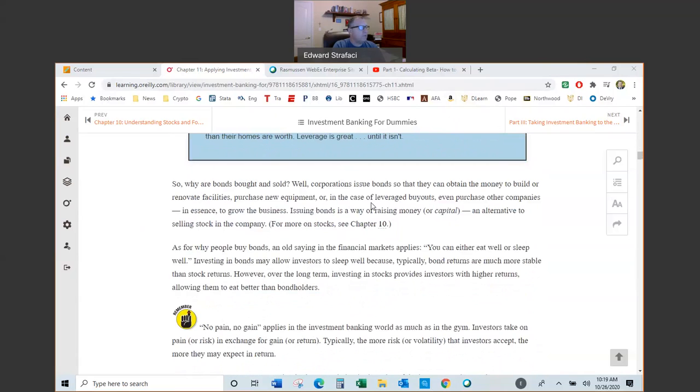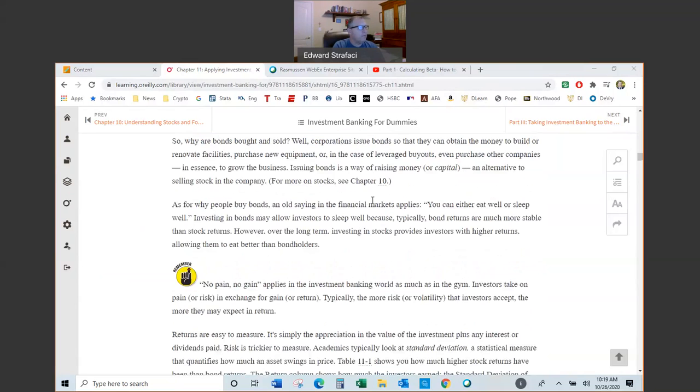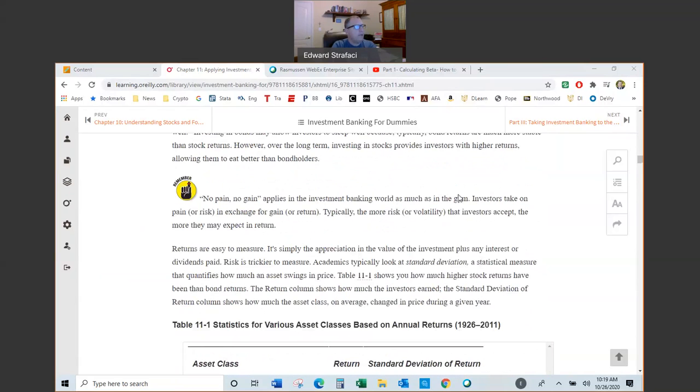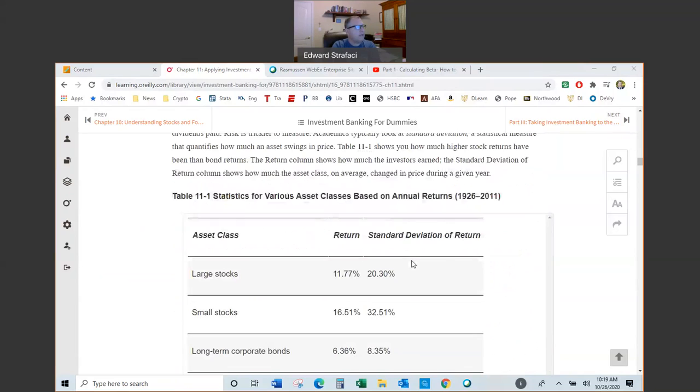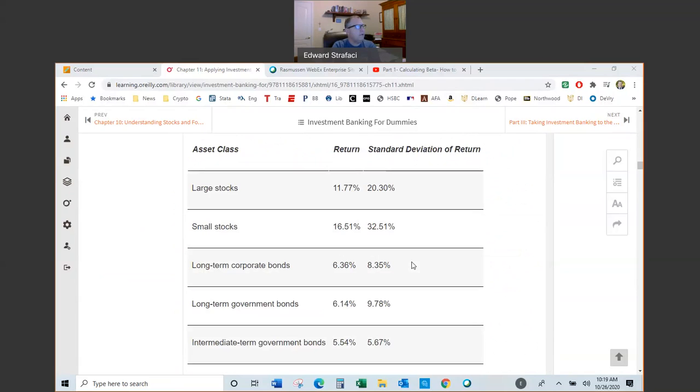So that's why corporations issue bonds. No pain, no gain applies to investment banking as much as the gym. Investors take on risk for gain. So you're taking on these risks for gain. And the way we measure risk, as we talked about last week, is standard deviation. So for various asset classes, when we look at what's risky, this should make sense to you by now: higher returns come with higher standard deviations of return. Again, we have limited time here, so go back to my video from last week and watch it.